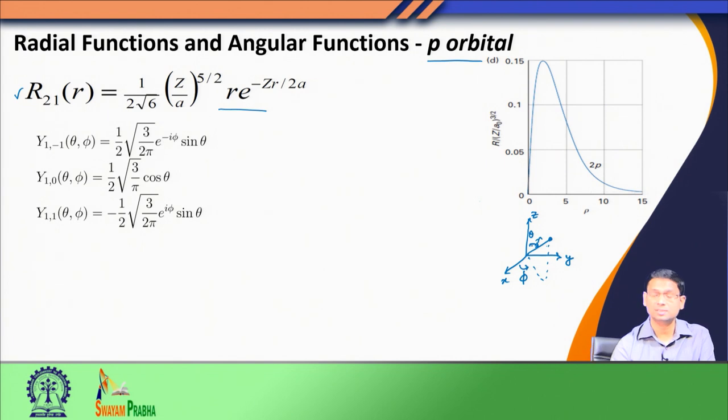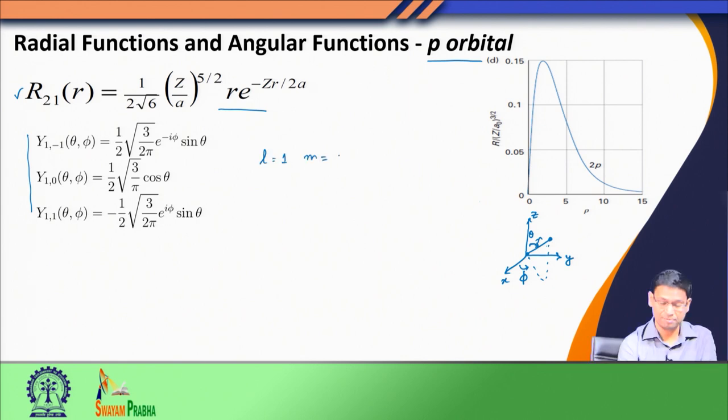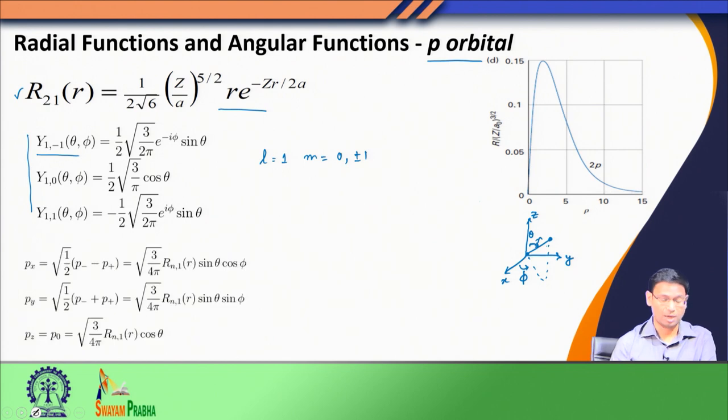So, I know how this radial function will change as I increase r from r equals 0, which is over here. That means the nucleus is here and the electron is moving radially. For different values of r, I know how this radial function changes. Now, what I am showing here are the three angular functions corresponding to l equals 1. You remember when l equals 1, I have three different values of m, that is 0, plus 1 and minus 1. So, these are the three functions Y 1 1, Y 1 0 and Y 1 minus 1.